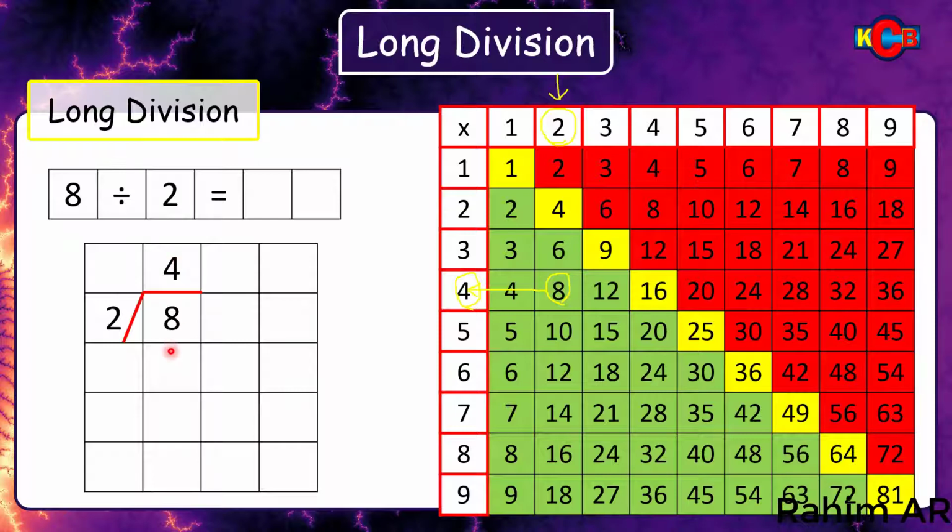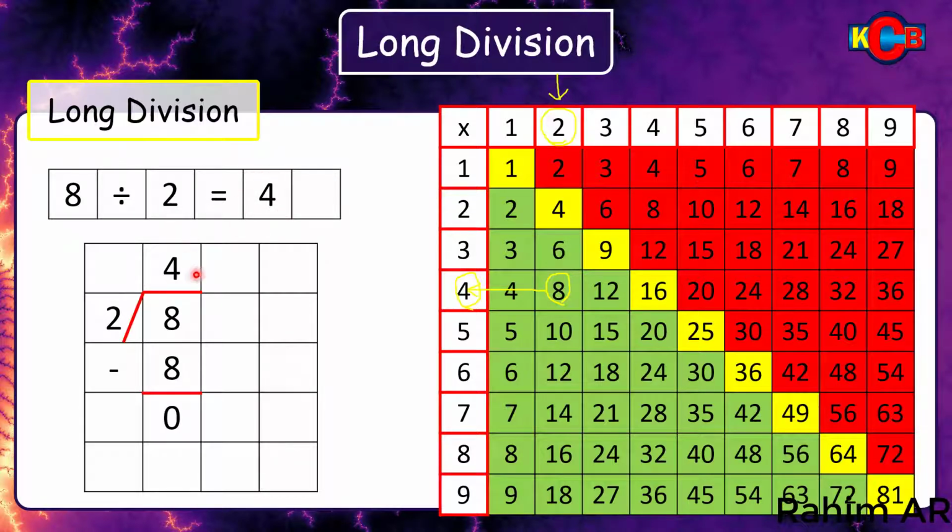Then, we write down 8 here. Since we found 8 in the multiples of 2, under the dividend, we write down 8. After that, we subtract the dividend with 8. Thus, 8 minus 8 equals 0. Since we don't have any remainder, we stop here. Thus, the answer for 8 divided by 2 is 4.